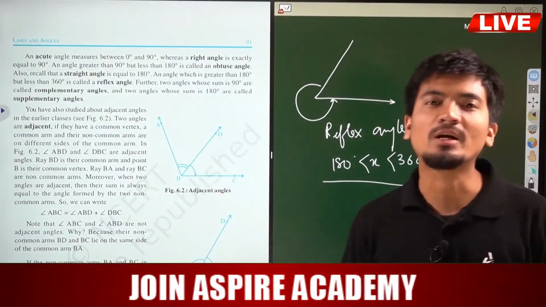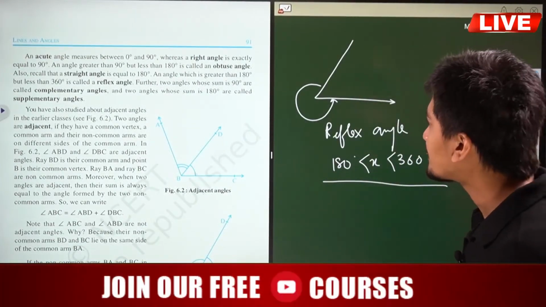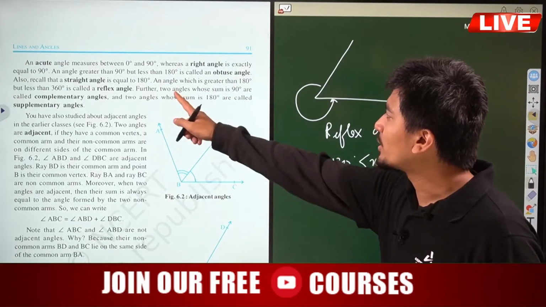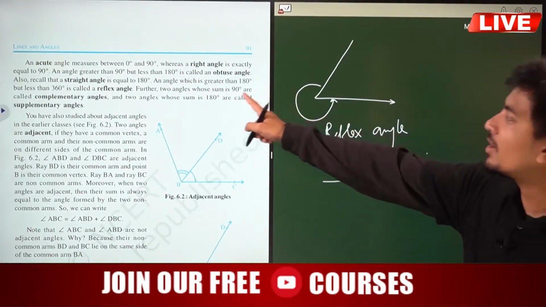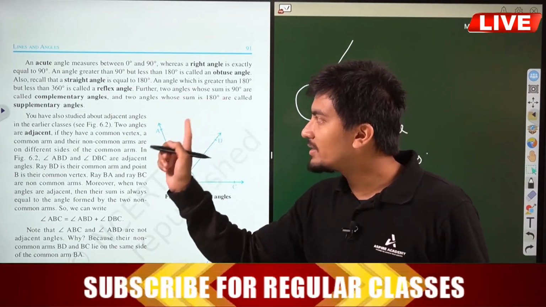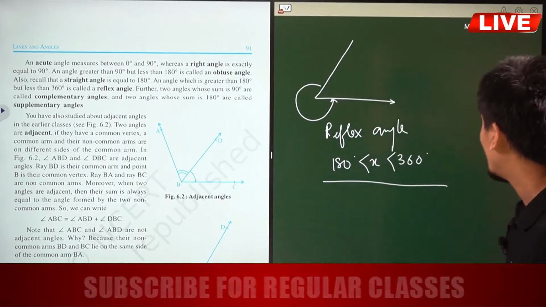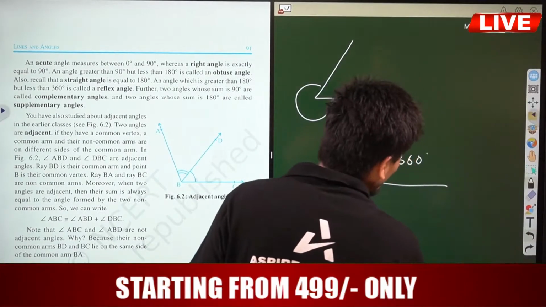So you just need to understand these basic things first. Okay. So further, two angles whose sum is 90 degrees are called complementary angles, and two angles whose sum is 180 degrees are called supplementary angles. So what are complementary angles? I have already made the diagram.